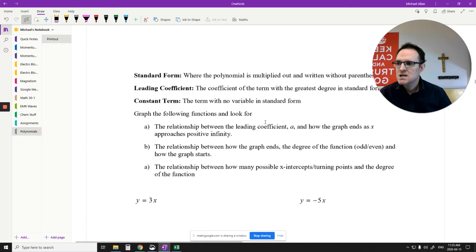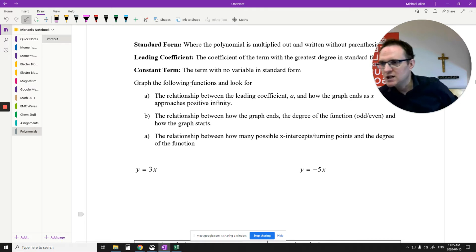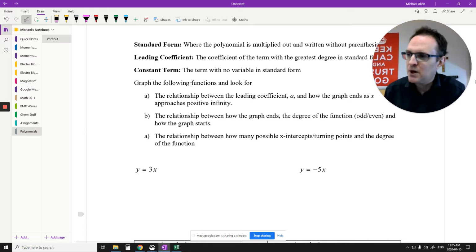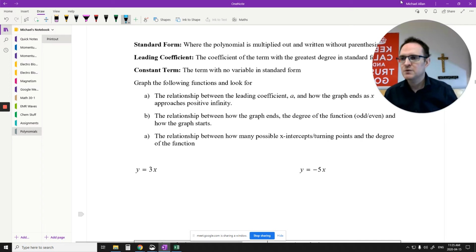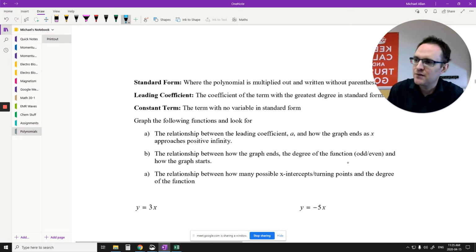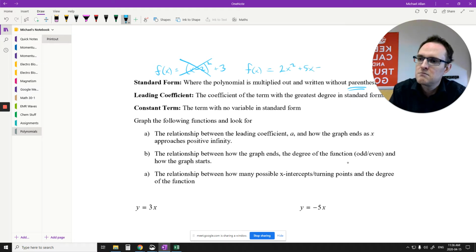All right. So here's a few different terms and glossary terms that we should know about a polynomial. Most polynomials we're going to deal with are going to be in standard form. A function that's not in standard form would be something that looks like this. This is just a quadratic from Math 20. This is not standard form because I don't want parentheses in my graph. A standard form would look more like this. It doesn't have any parentheses in it. So this would be a standard form.